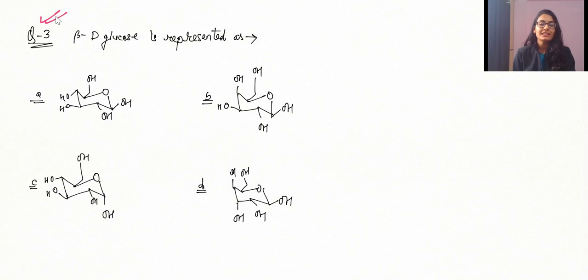Alright, so question number 3 is: beta D glucose is represented as. So it's a very direct and simple question. You just have to identify the structure of beta D glucose. Okay, just that. So yeah, you can try it out by yourself.